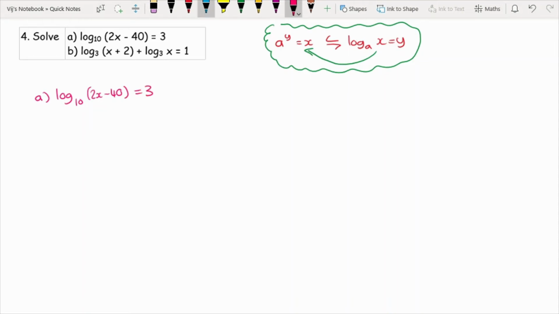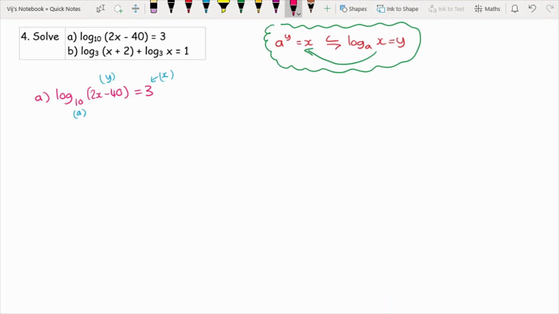So substituting this in, I know that this 10 is my a, 2x minus 40 is my y, and 3 is my x. So all I'm going to do is substitute those into this and I'll get the answer. But again, you want to try and get practice of understanding how to read these questions to make it easier for you to go on.